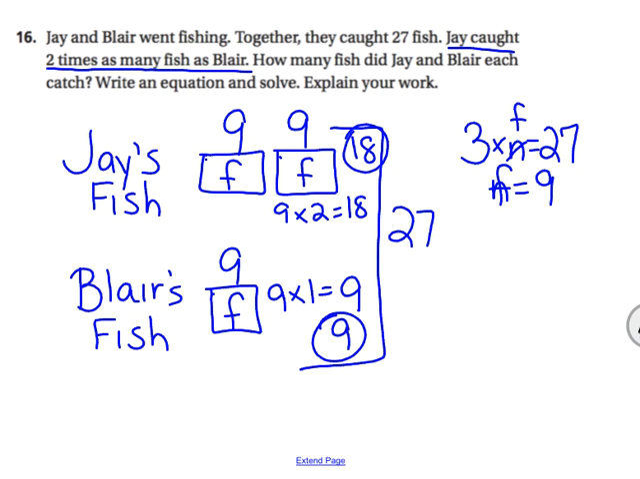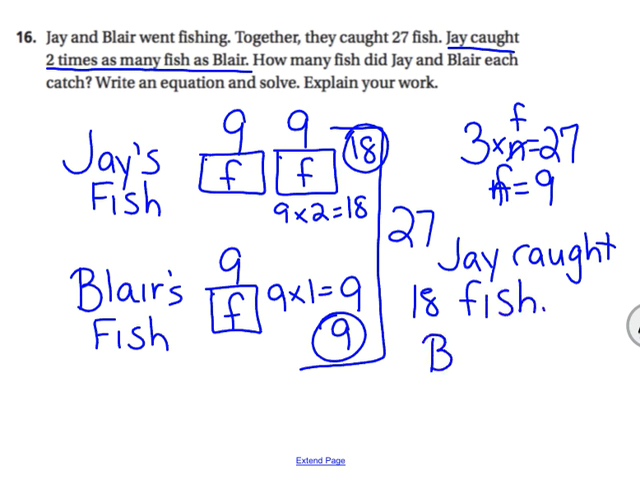And then we have to answer the question that's being asked. So how many fish did Jay and Blair each catch? So you have to be very careful. They want a sentence for Jay, how many fish he caught, and another sentence saying how many fish Blair caught. So make sure we do that. So Jay caught 18 fish. Blair caught 9 fish. Okay.